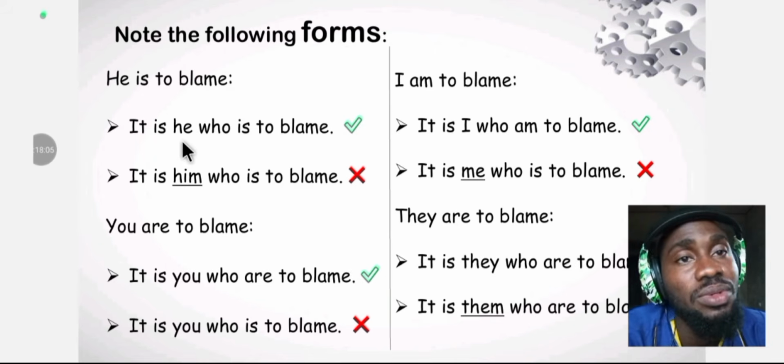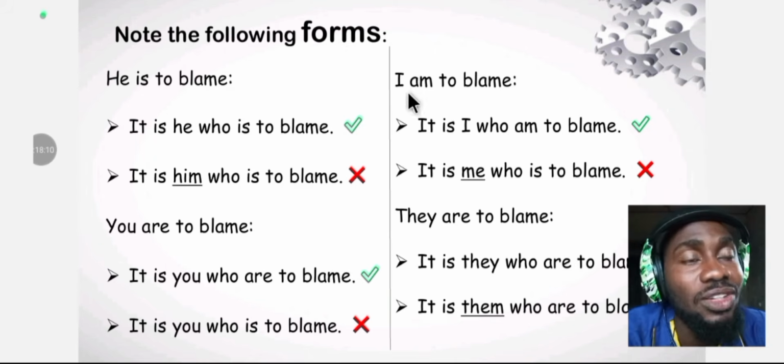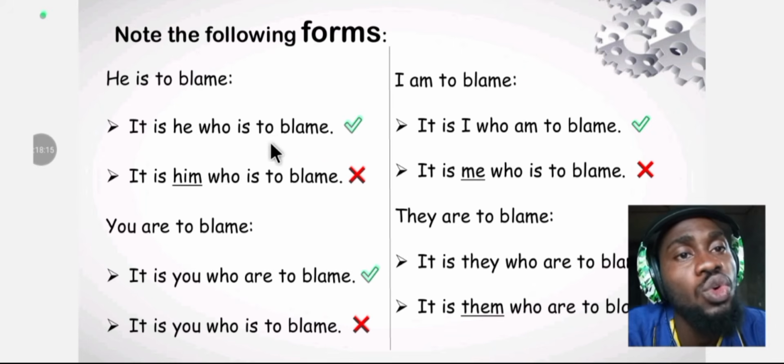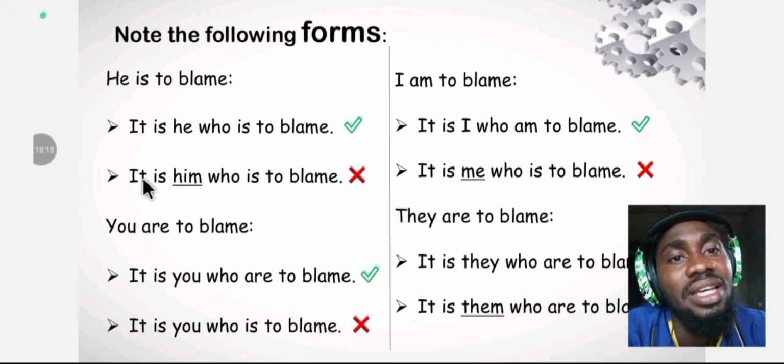Looking at the left hand side of the table, we have "he is to blame," and on the right hand side of the table we have "I am to blame." "It is he who is to blame" is correct. "It is him who is to blame." Wrong. Why is it wrong?